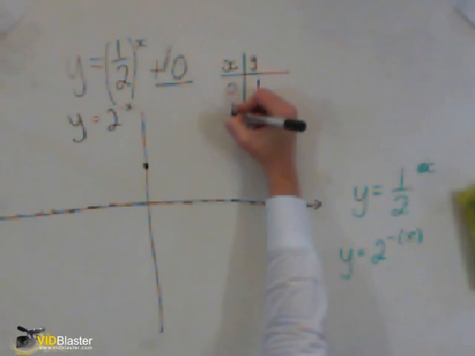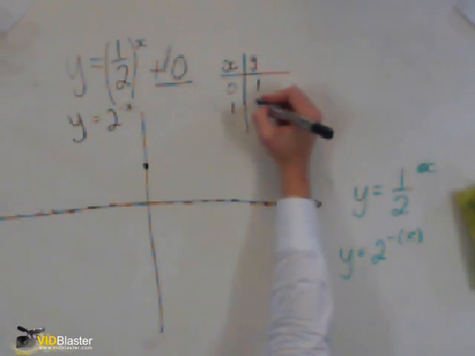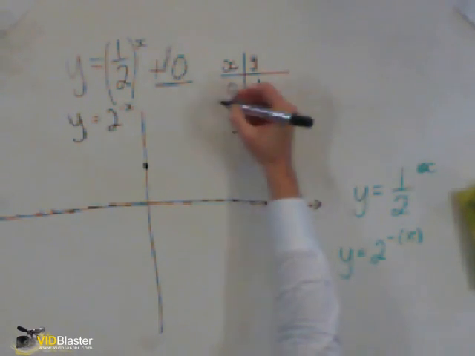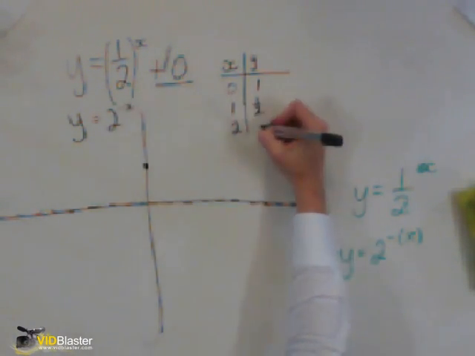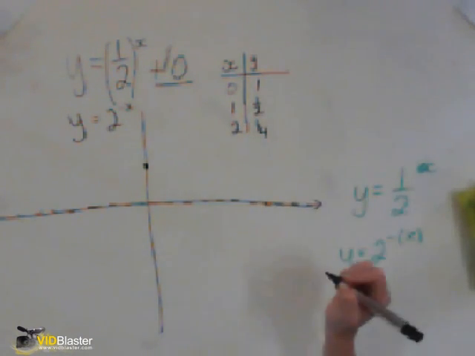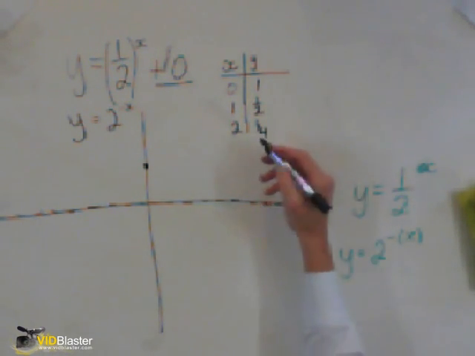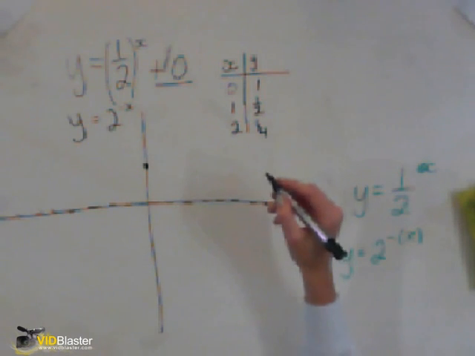So where x is 1, I know that half to the power of 1 is half. And where x is 2, half to the power of 2, it's going to be 2 to the power of negative 2, and it's going to be a quarter. And that's about as far as I'm going to go on that side, because I want to look at my negative side.